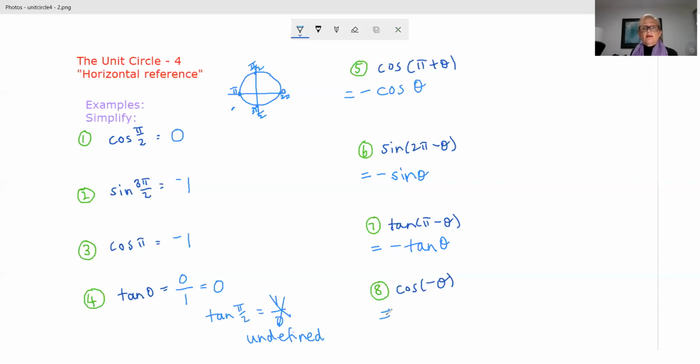Cos of negative theta is down here. It's a horizontal reference, so it's going to be cos of theta. Is it going to be positive or negative? Well, the x value here is actually positive. That is one that a lot of people mess up on. Please don't let that be you.